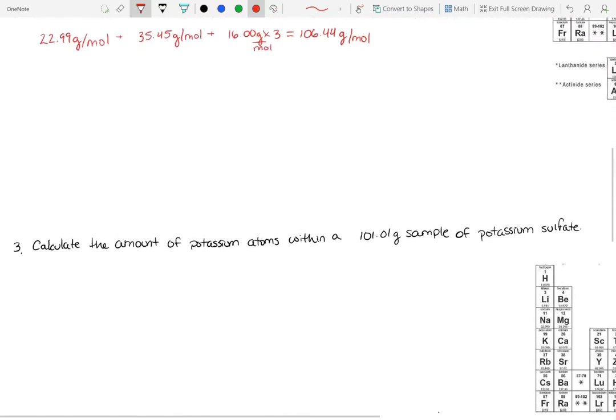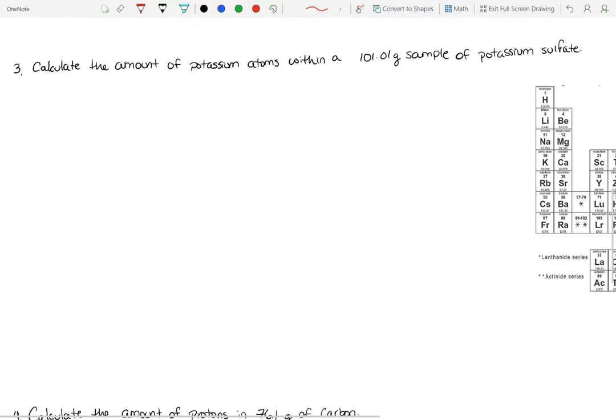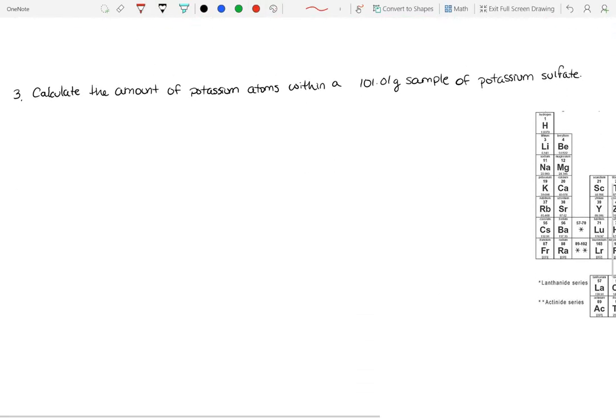Now let's move on to the next one here. Calculate the amount of potassium atoms within a 101.01 gram sample of potassium sulfate. The first thing we should do is write out what they gave us. So 101.01 grams of potassium sulfate. Now, what is potassium sulfate?